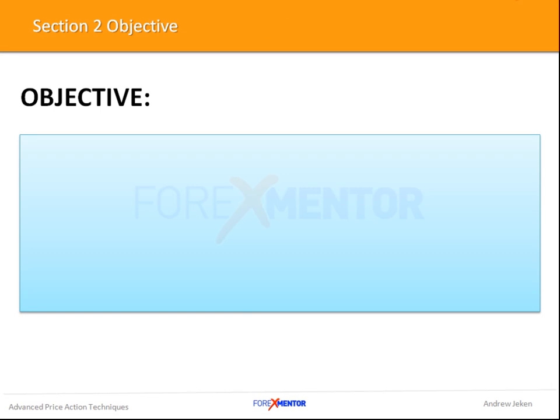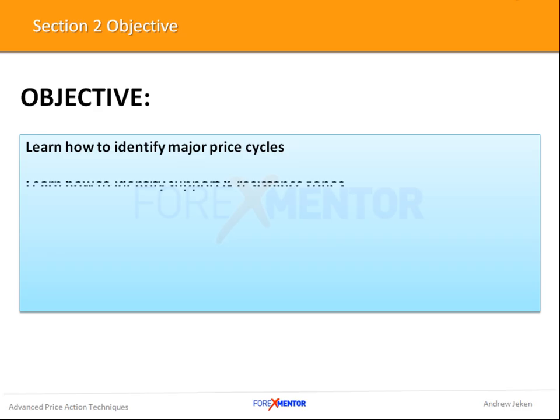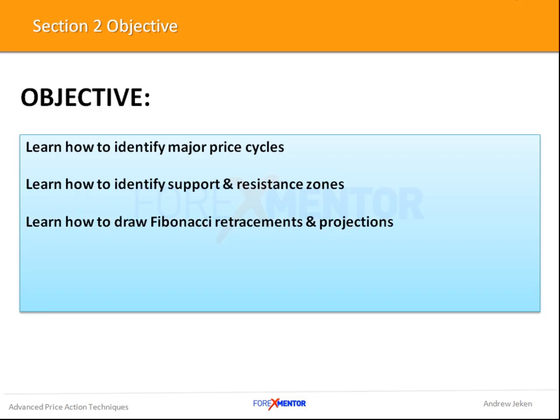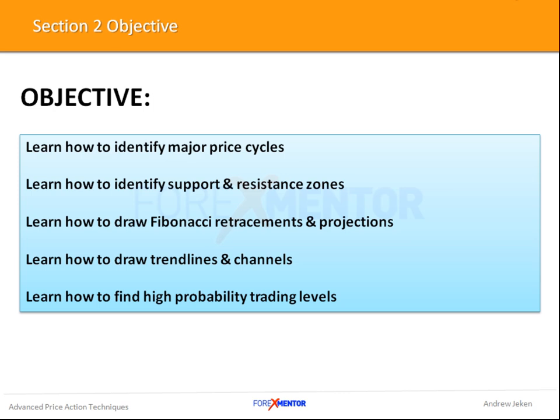In section 2, we're going to discuss market structure and technical tools. So what is our objective? We want to learn how to identify major price cycles. We want to learn how to identify support and resistance zones. We want to learn how to draw Fibonacci retracements and projections. We want to learn how to draw trend lines and channels. And we want to learn how to find high probability trading levels.